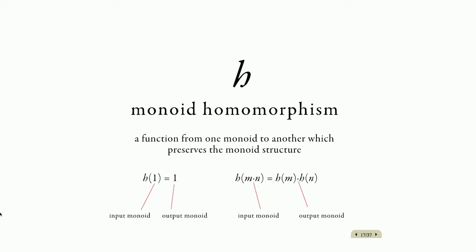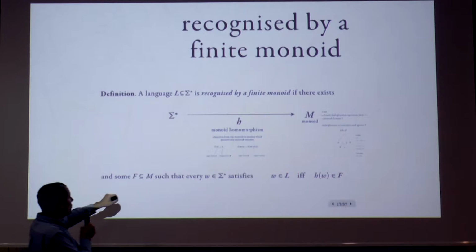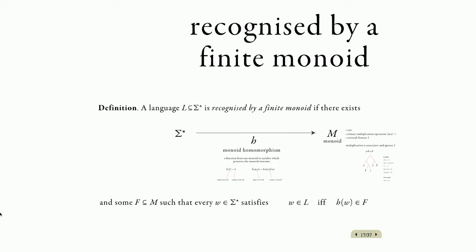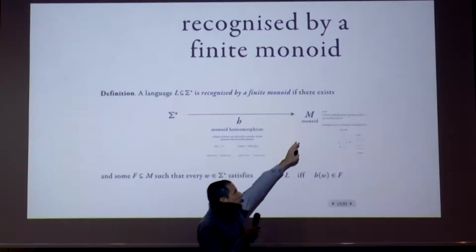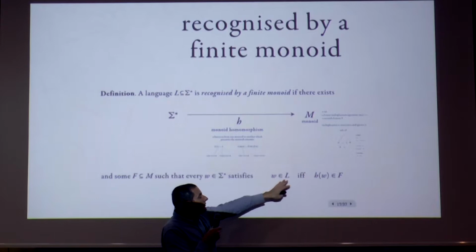And so a language is defined to be recognized by a finite monoid if there exists a homomorphism from all possible words, not only those in the language, to some finite monoid. It's a homomorphism such that if you want to know if a word belongs to the language, you just apply the homomorphism, you see the corresponding element, and that's enough to tell. So formally speaking, that means that there's a set of accepting elements, those which correspond to the language, and the remaining ones correspond to the non-language, such that a word belongs to the language if and only if its image is an accepting element.